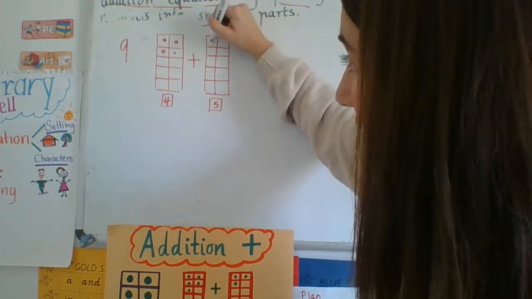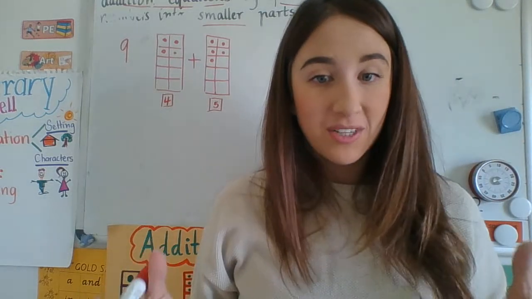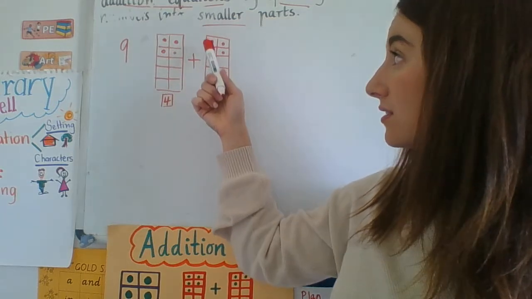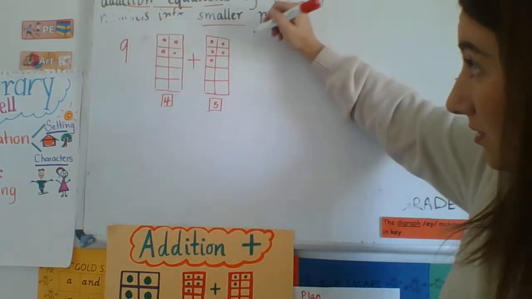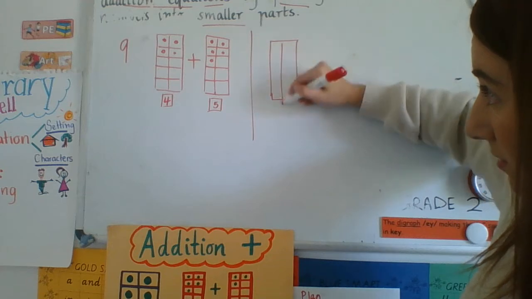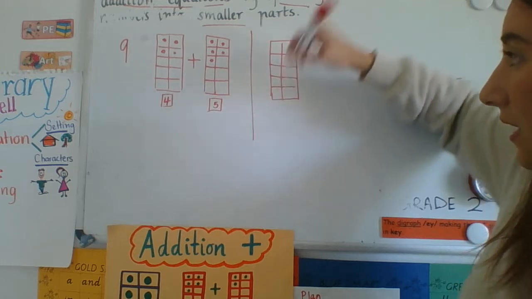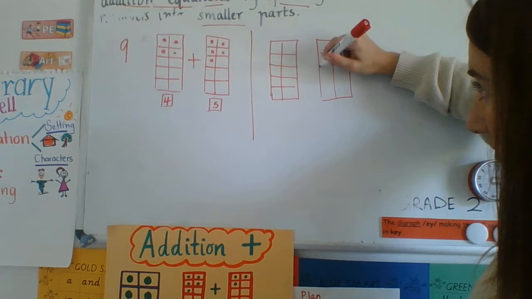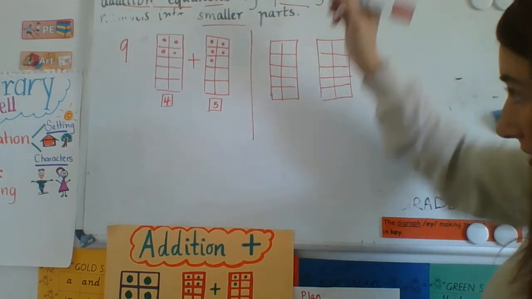So 4 and 5 makes 9. Remember, mathematicians always double check. 1, 2, 3, 4, 5, 6, 7, 8, 9. I've made 9, okay? Now, I would go on to make it in a different way. So again, I need my 2 tens frames. Okay, they need to be neat, but they don't need to be perfect. I've got my 2 tens frames, and now I can think about how else to make the number 9, okay?